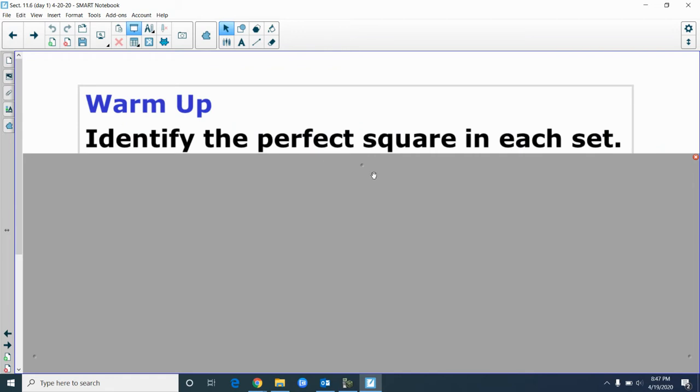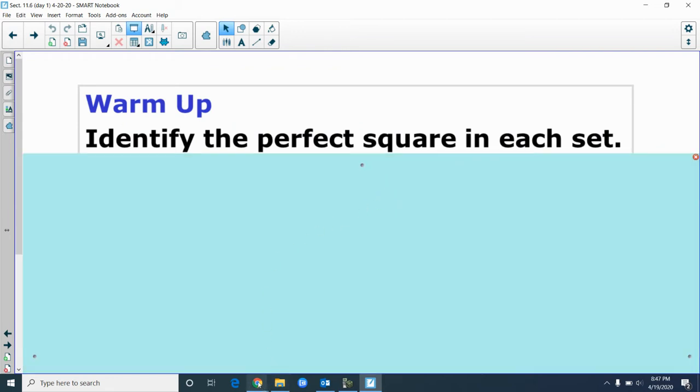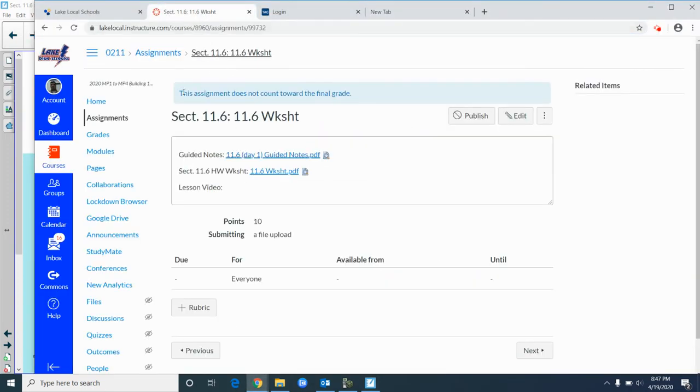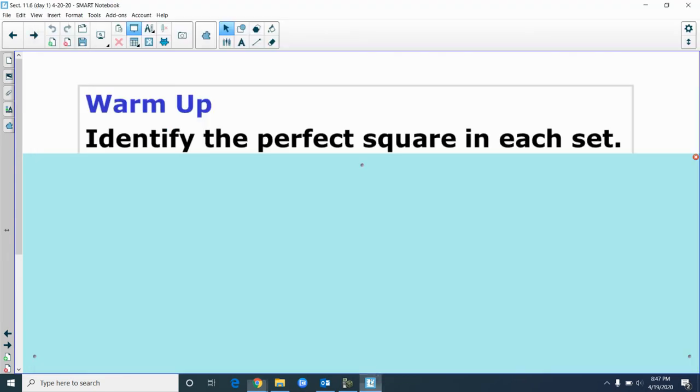First thing though, identify the perfect square. This is not part of your guided notes. If you go to the section here in the modules, you have guided notes. Go ahead and print those off. Fill those in as we're working here. The homework will be a worksheet. I'll show you that here in a little bit as we work through here.